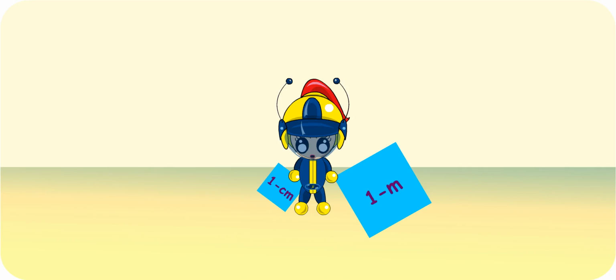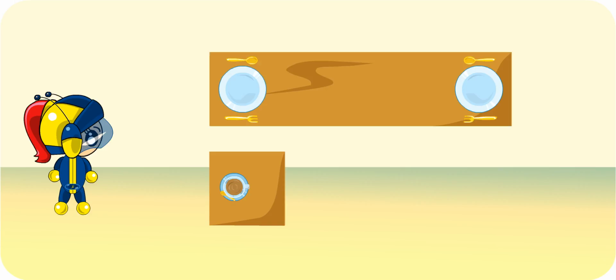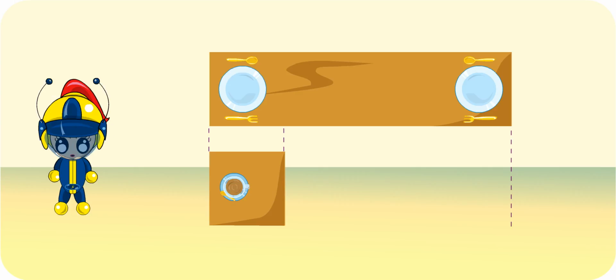Teacher, what happens if I do not have either 1 centimeter or 1 meter squares with me, and I need to find the area of an object or place? You can estimate its area instead. For example, if you are comparing the area of a coffee table to a big dining table, it is clear that the dining table is bigger than the coffee table. Therefore, the dining table must have a greater area than the coffee table.